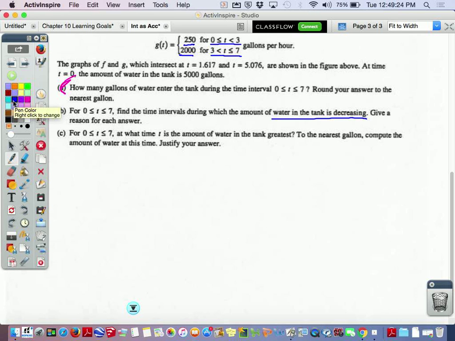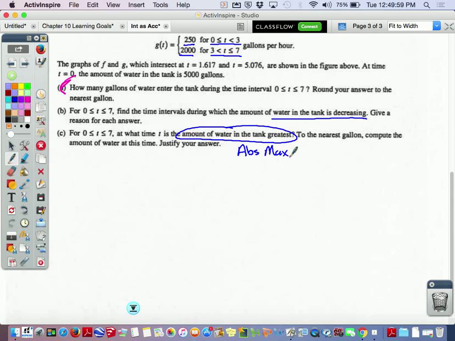Right, question C, it says, for t between 0 and 7, at what time t is the amount of water in the tank greatest? This is getting at the concept of an absolute maximum. And it says, to the nearest gallon, compute the amount of water at this time, justify your answer. So we need to go through the process of finding an absolute maximum, which is trying to figure out where the critical points are, and then looking at the endpoints as well.